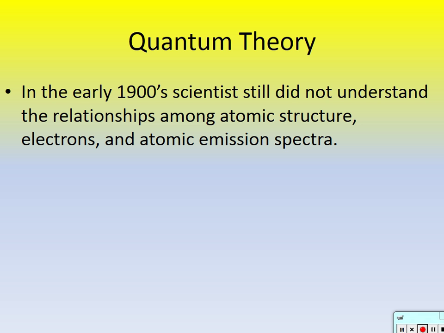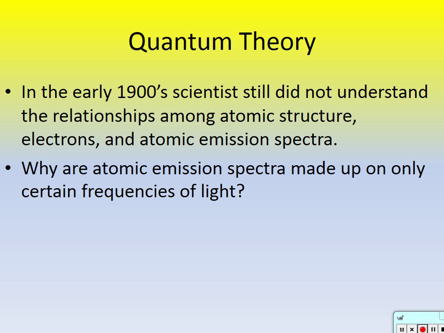In the early 1900s, scientists still didn't understand the relationship among the atomic structure, the electrons, and the atomic emission spectra. They knew it gave off different colors of light, but they couldn't really understand how come and what was causing it. Why are atomic emission spectra made up only of certain frequencies of light? So why does hydrogen give off only those 4 bands of light? So we saw that hydrogen's emission spectra had a red light here, a green, and then a blue, and then a violet. Why did it give off only those 4 wavelengths of light?